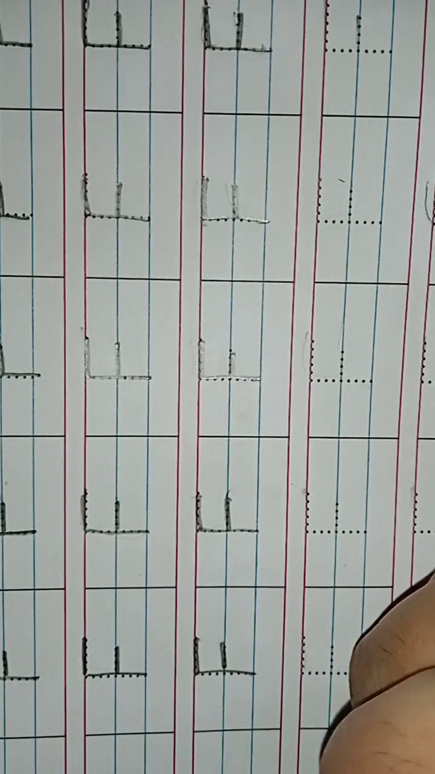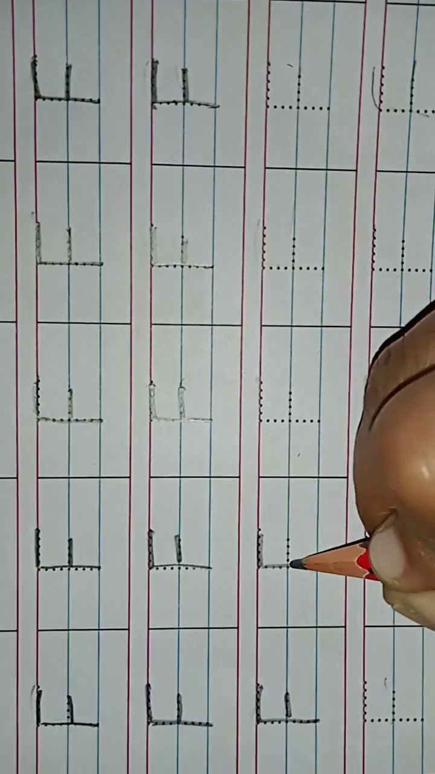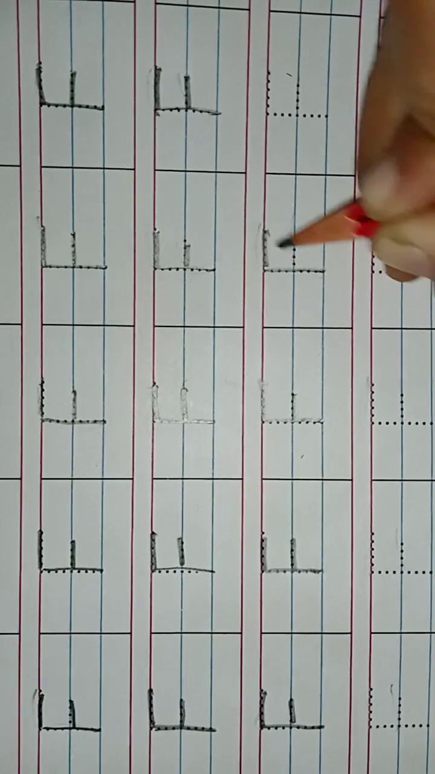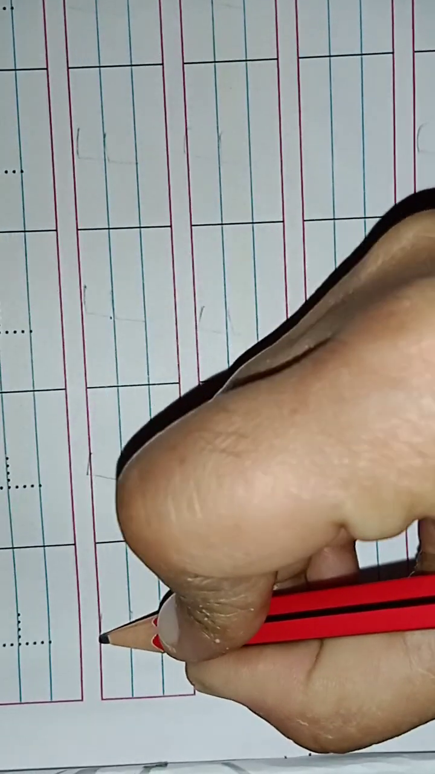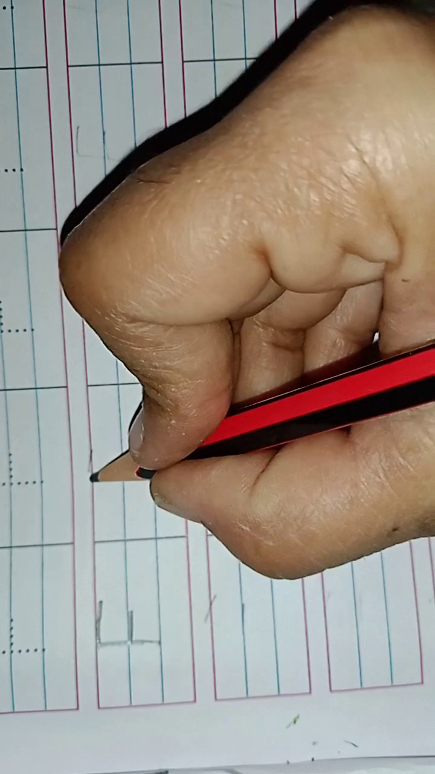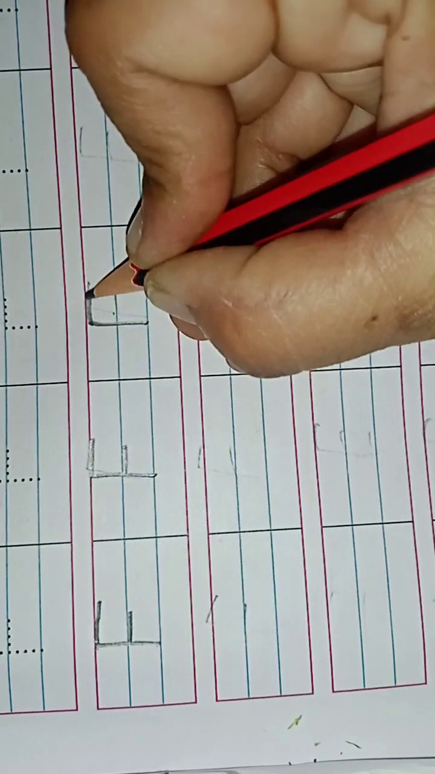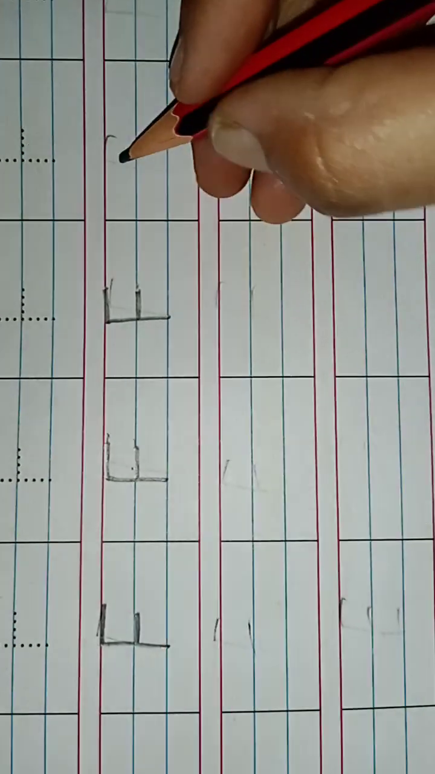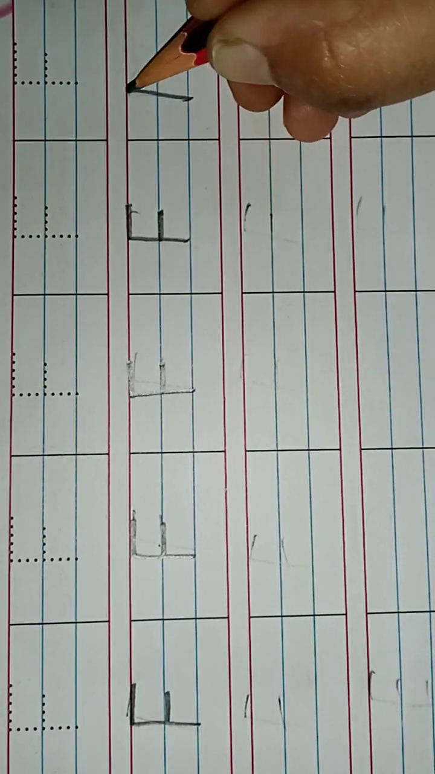Make like this. 1, 2, 3. First, second, third. And make yourself like this. Like this. 1, 2, 3. F. F for fan. F. F for fan. F.